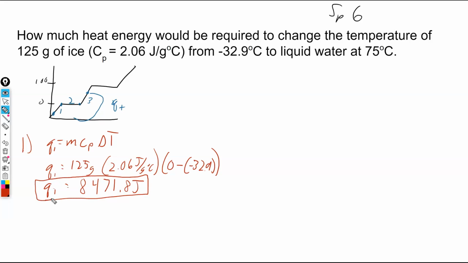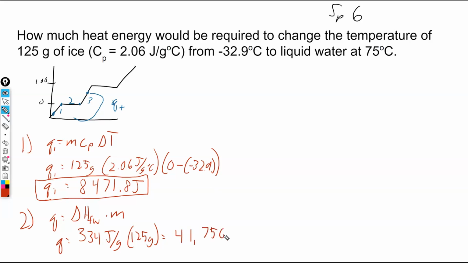Now I'm at 0 degrees. Now I can melt it. Okay, so now I have to use Q equals the heat of fusion in this case times the mass. And the heat of fusion of water, if you guys remember, was 334 joules per gram, and I have 125 I'm trying to melt. So my energy needed to melt that amount of ice is going to be 41,750 joules. Okay, so here's Q2. And then the last part, we have to raise that water now to 75 degrees Celsius.